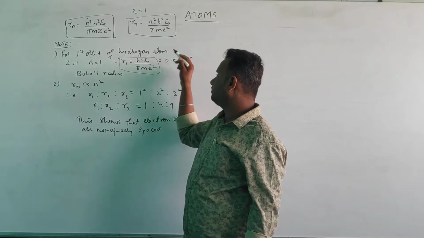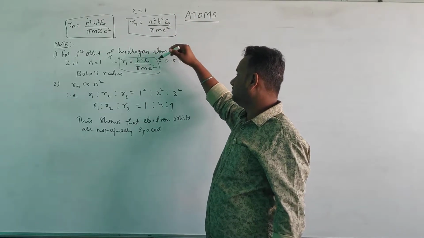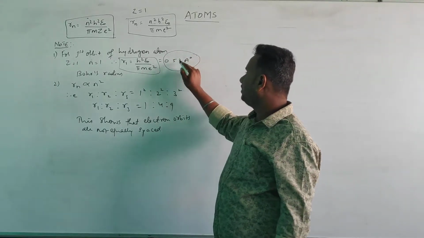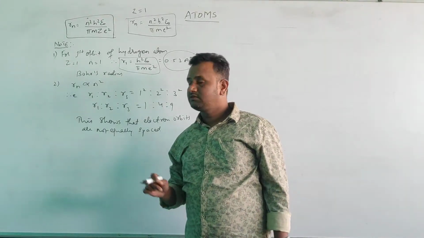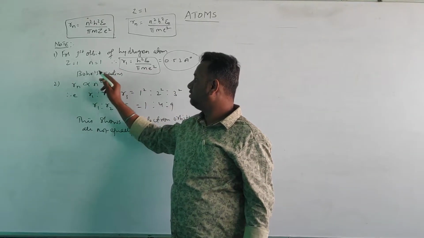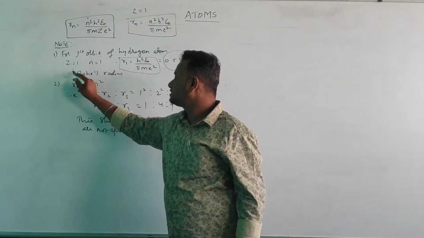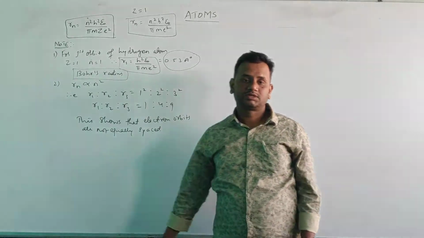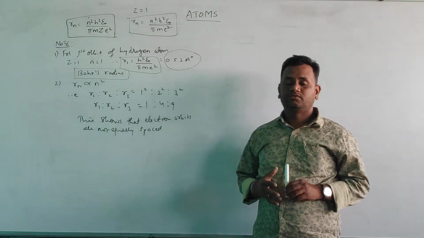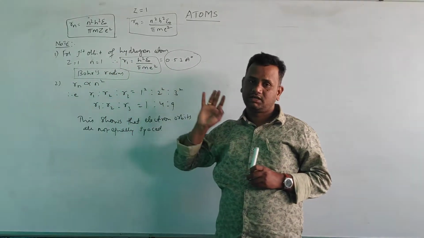If I substitute the value of epsilon, the permittivity, the Planck's constant, the mass of the electron, the charge of the electron, and the value of pi, then I will get 0.53 angstrom, which is the required radius for the first orbit. This R1 is equal to 0.53 angstrom is called Bohr's radius. For the first orbit of a hydrogen atom, whatever value we get, that radius is called Bohr's radius.